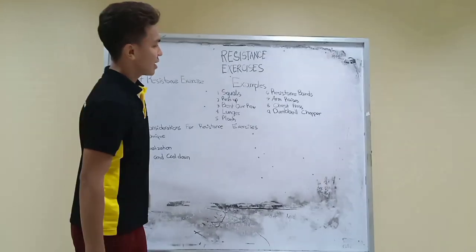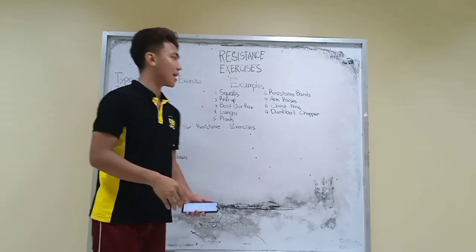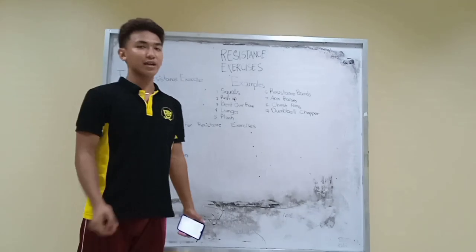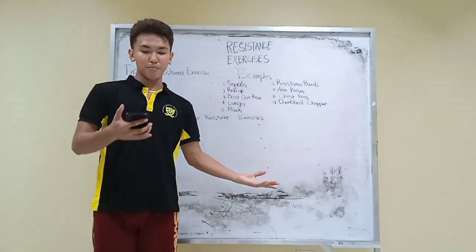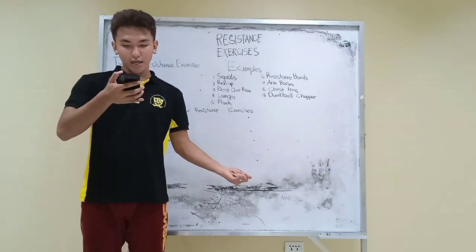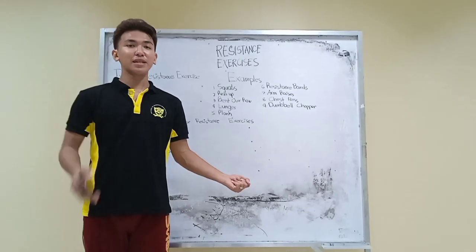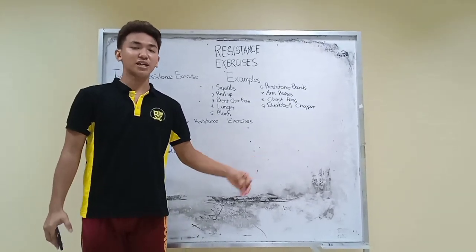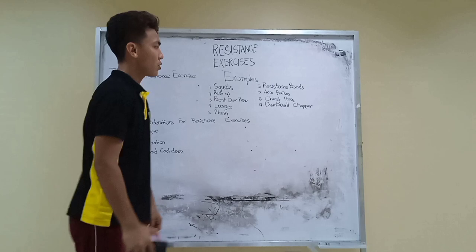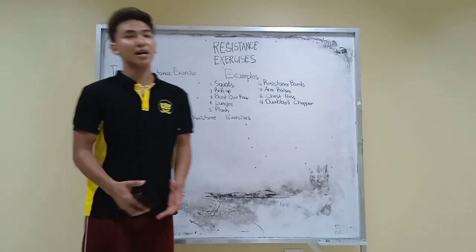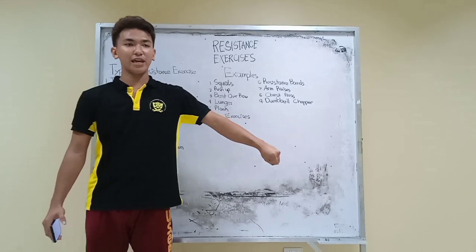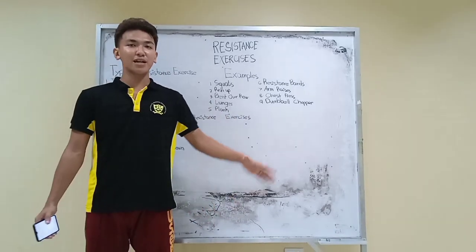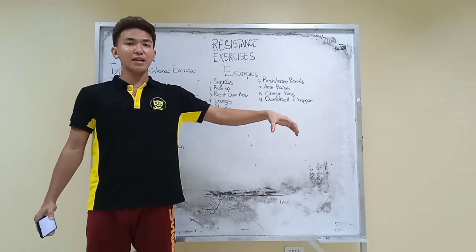So next, resistance bands. When you are using bands, it is like stretching. Bands have different strength or kilograms depending on how elastic the bands are. So, arm raises, where you use dumbbells or anything with weight, like bricks.